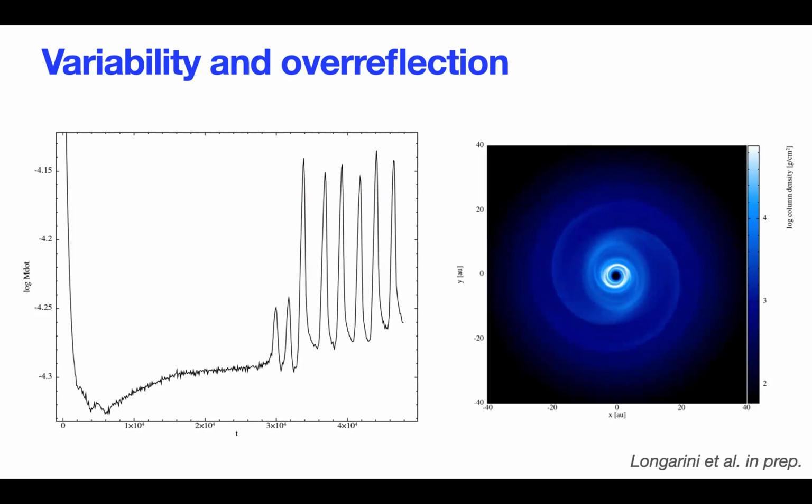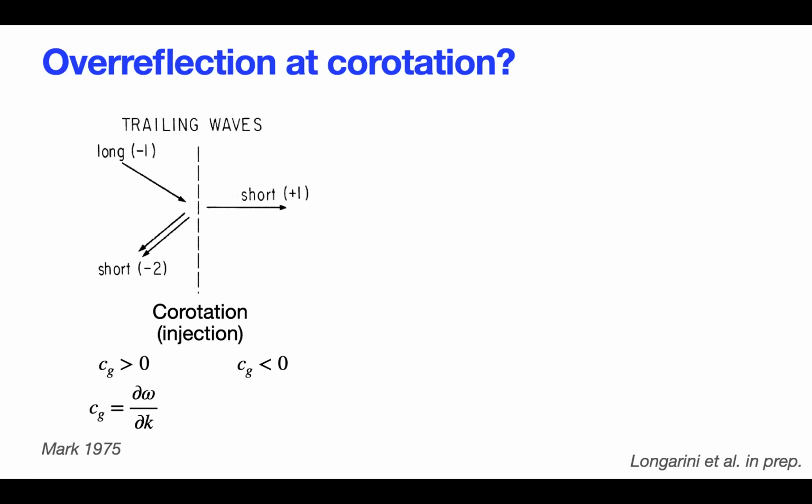This is a phenomenon that is studied a lot in the context of galactic dynamics, called over-reflection at the co-rotation radius. The idea is that at co-rotation, the sign of the group velocity of the wave changes. So if a wave hits the co-rotation, it can be transmitted outwards, but the sign of the group velocity changes. In order to conserve the total energy, we need to reflect the wave with twice the energy inside. This is known to happen in galaxies.